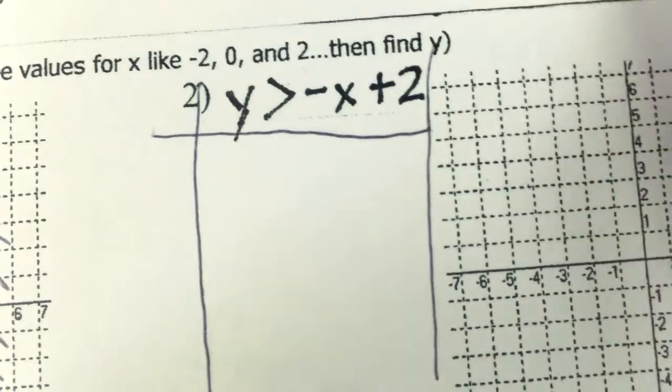So I'm going to use 3 random values. I think I'm going to rewrite this on a piece of paper so I have more room. You know how I am about these things. X is going to be, what did we decide? -2, 0, and 2. And my inequality is y is greater than -x plus 2.